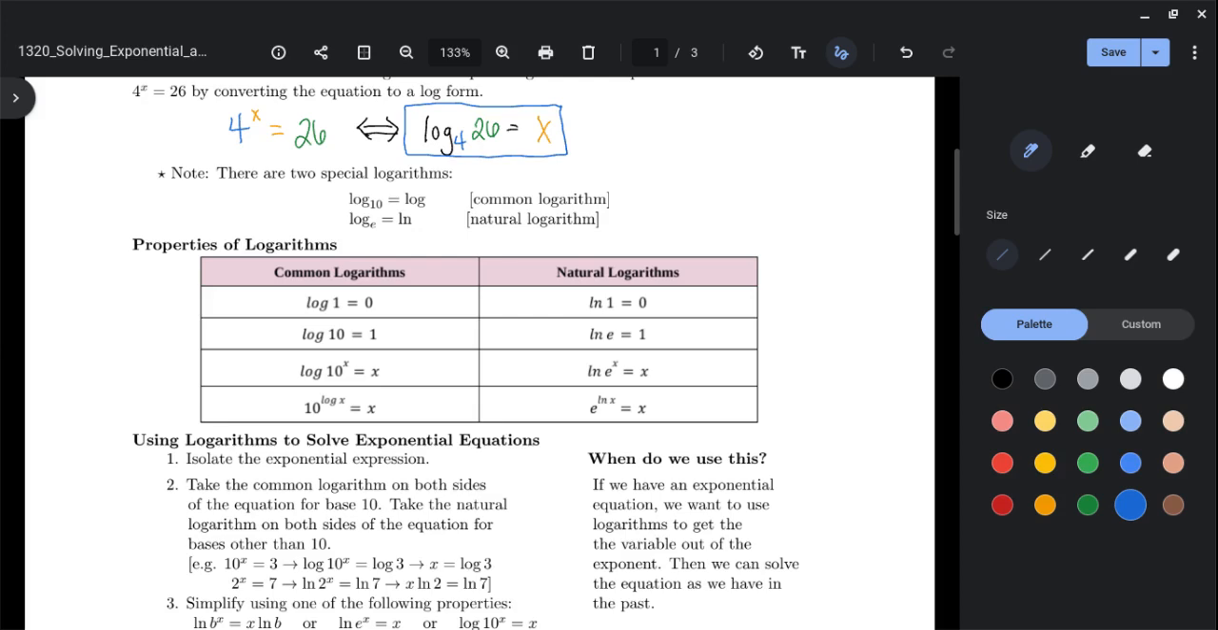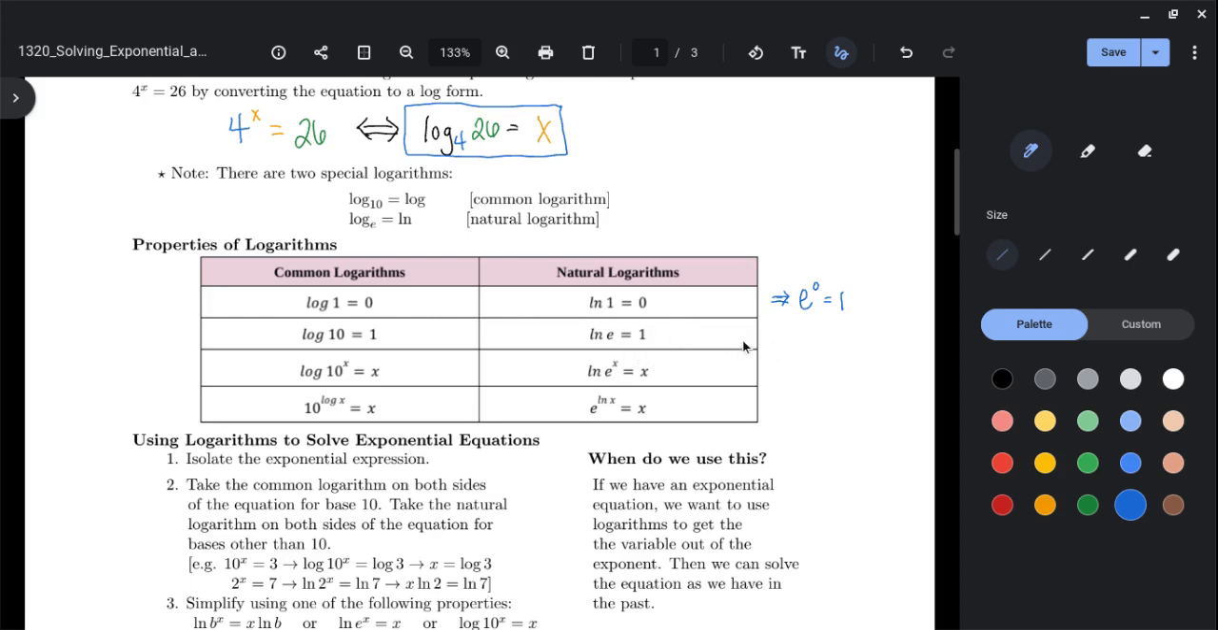Now, these logarithms have some special properties. I've written them using the common log on the left-hand side and the natural logarithm on the right-hand side. So log of 1 is equal to 0. Same with the natural log of 1 equals 0. We know this because if we think about this exponentially, converting between the two, let's do the natural logarithm. Our base is e, to the 0th power is 1. And we know that's true because any non-zero number raised to the 0th power is always 1. So this first property should make some intuitive sense.